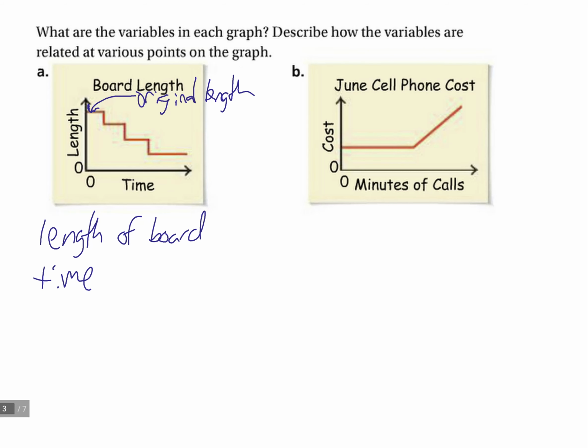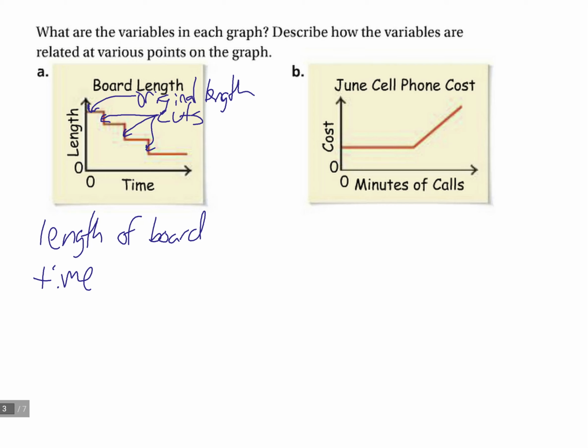Okay, now what is happening at these vertical spots right here? Here, here, and here. What's going on right there? Okay, we're making cuts because now the length of the board is changing. So cuts.